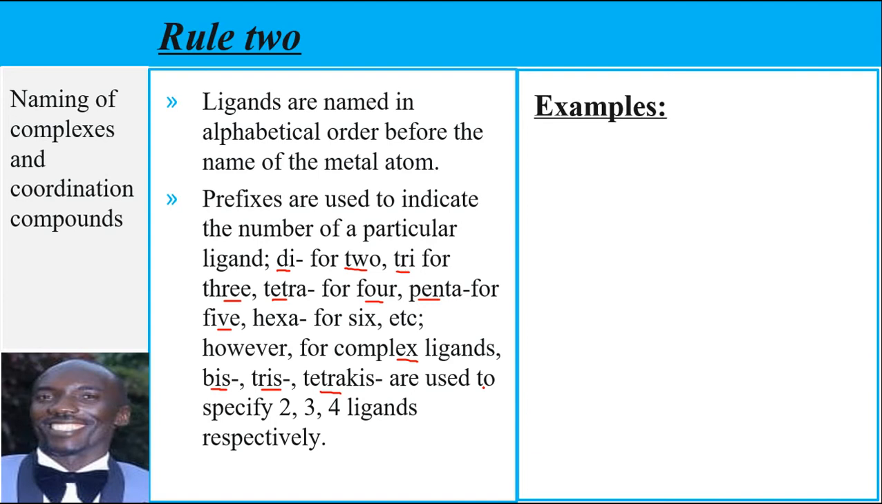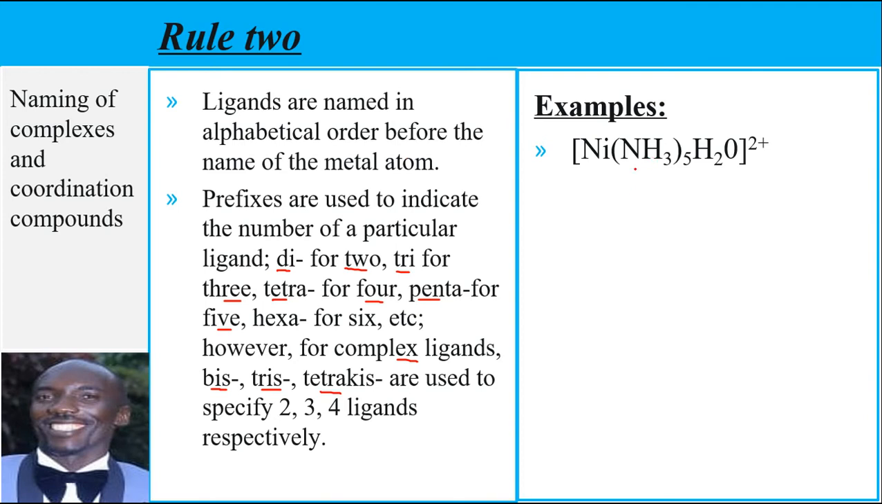So we have examples. In this case, we are having this. Now we want to look at this first bullet, where we say ligands are named in alphabetical order before the name of the metal atom. Remember, in our first slides, we looked at examples of ligands and their names, how they change their names.